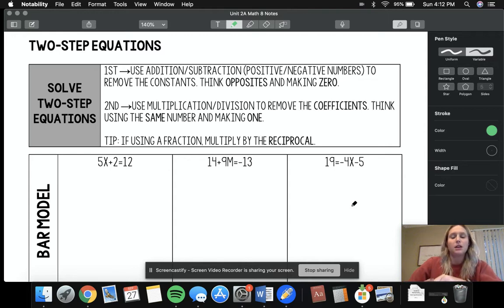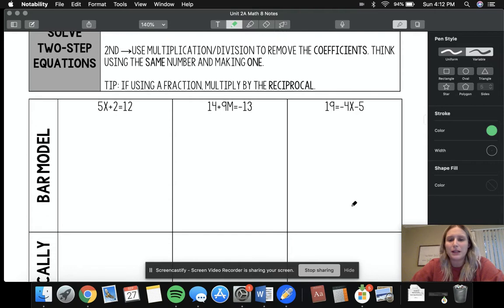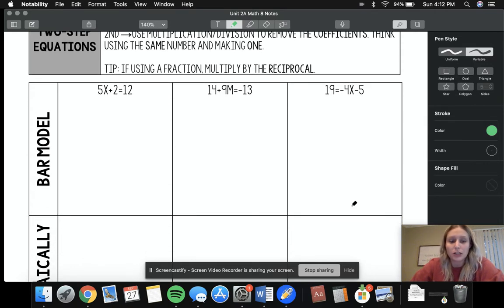algebraically, is we would get rid of the addition or the subtraction, or these constant numbers that are not attached to the variable. Then after that, we would use multiplication or division to remove the coefficients, or the numbers that are being multiplied by the variable. By doing that, it will isolate the variable and tell us what that number is equal to. I'm going to show you guys with a bar model, a visual way to come up with these answers using problem solving strategies. And then we'll also do it algebraically, probably what you are used to seeing.